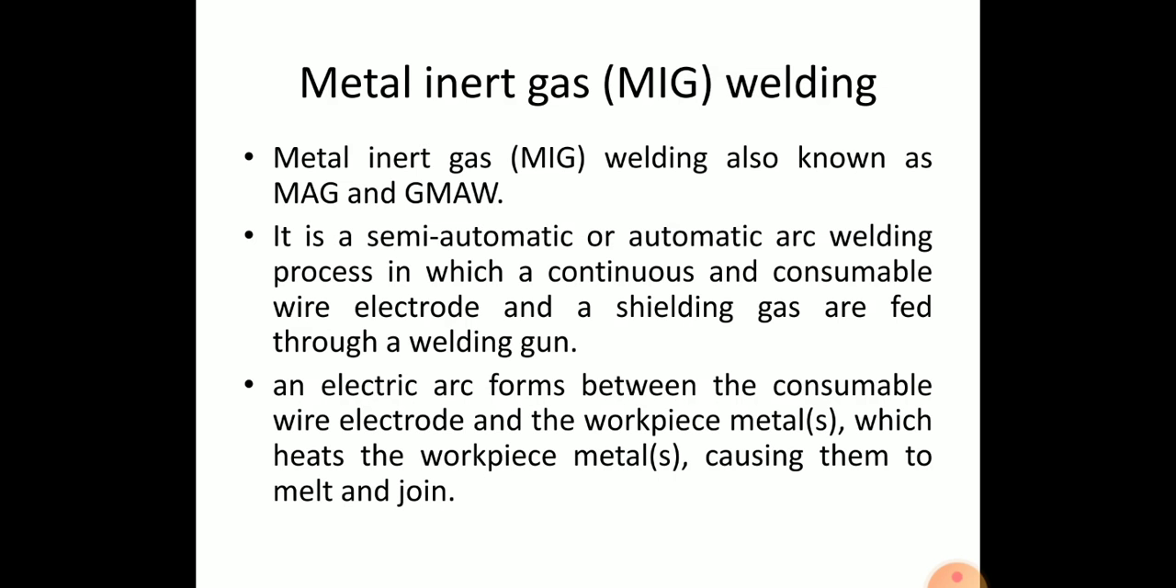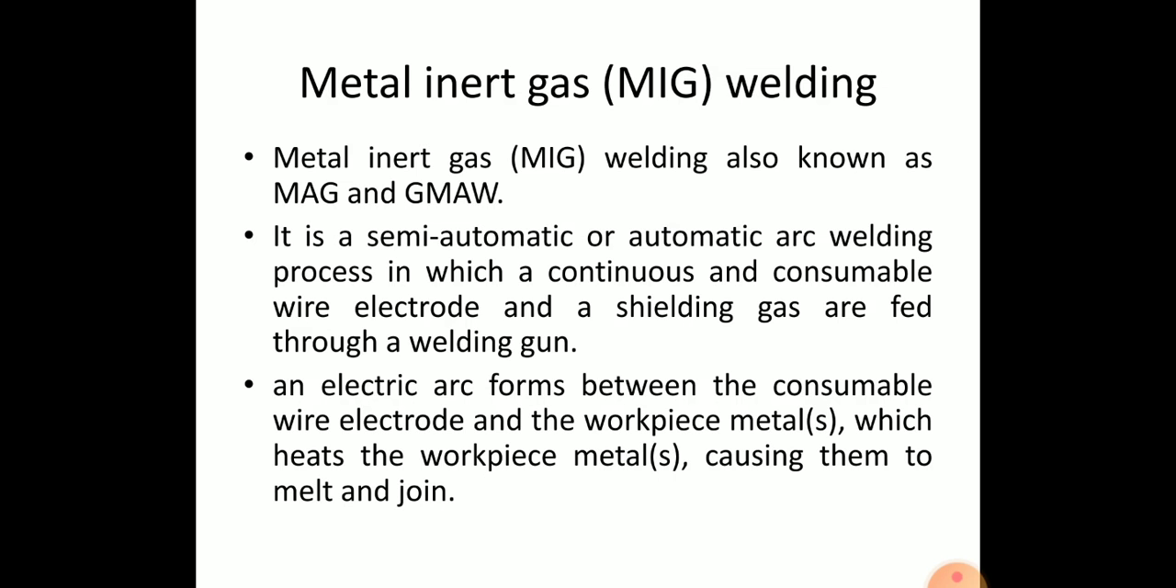In this welding process, welding heat is produced from an electric arc established between the continuously fed metal electrode and the job. Argon, helium, carbon dioxide or a gas mixture shields the arc and the molten metal from atmospheric contamination. Metal inert gas welding, also known as MAG and GMAW.